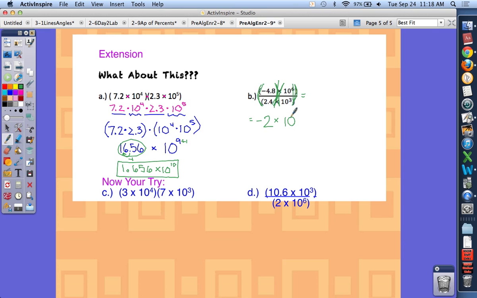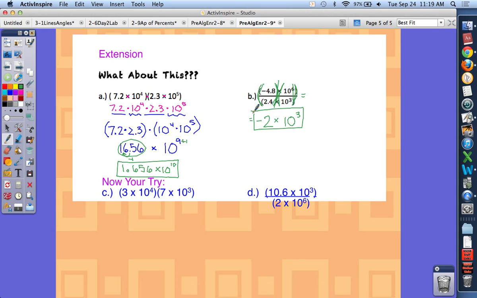What power does my 10 have now? Well, I'm dividing the same base, so I subtract the exponents. 10 to the 6th minus 3 is going to be 10 cubed. Is this answer in scientific notation? Yes, the digit here is between 1 and 10. It is negative, that's okay. It just has to be that the absolute value of that number is between 1 and 10. So there we go.